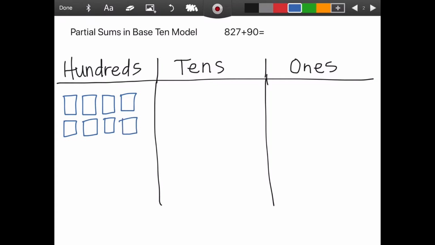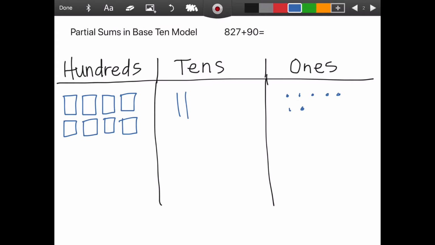Then I look in the tens place, and there is a 2 in the tens place. And so I draw out 2 lines, 1, 2. And then looking at the ones place, there are 7 ones, so I count out 7 ones, making sure that they're all nice and organized. It makes it easier for me to add things up.